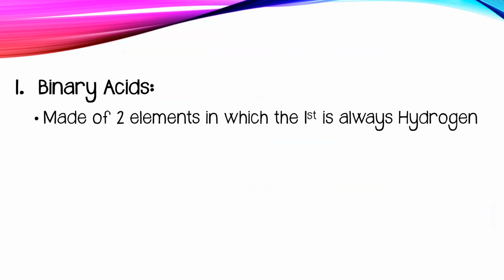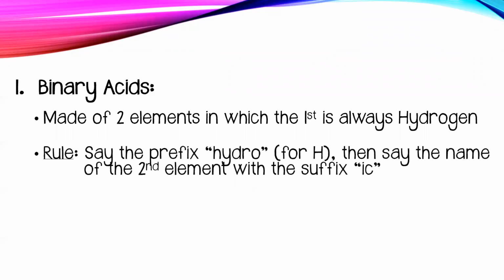So binary acids are made of 2 elements, the first of which is always hydrogen. It doesn't matter how many hydrogens you have as long as it comes first, and there's only one other element. Basically, the rule for naming binary acids is to put the prefix hydro for the hydrogen present, and then you say the name of the second element present with the suffix IC. So hydro something ic acid.